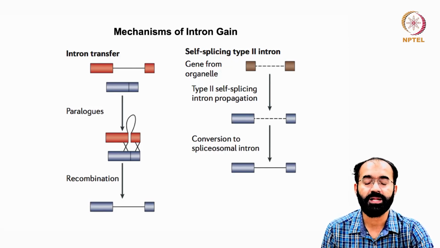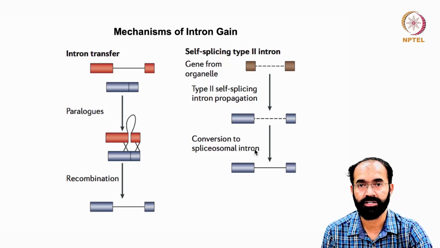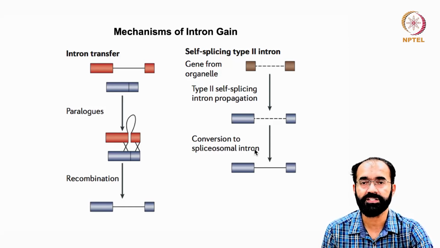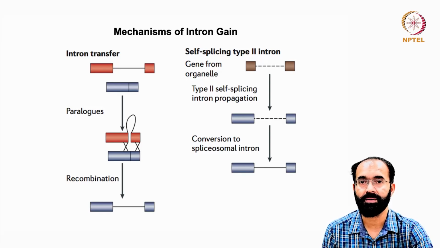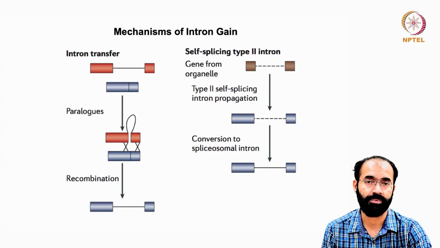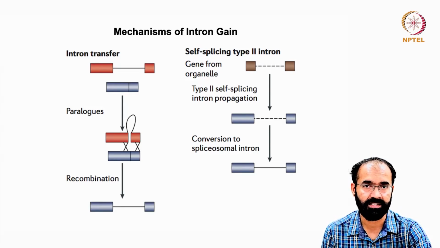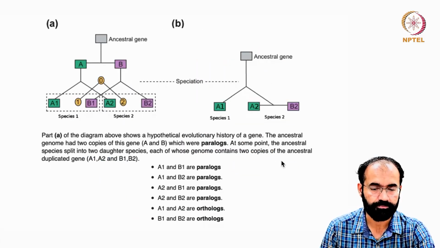And also the self-splicing type 2 intron, we have seen it, a gene from one organelle, self-splicing can happen, and this self-splicing intron can convert into a spliceosomal intron, because group 2 introns have all the features of a normal spliceosomal intron, because it has a branch point, etc. It's a question of retaining other features like 5' GU, 3' AG, polypyrimidine tract, etc. And this can now act as a spliceosomal intron. So this is another way of intron gain.